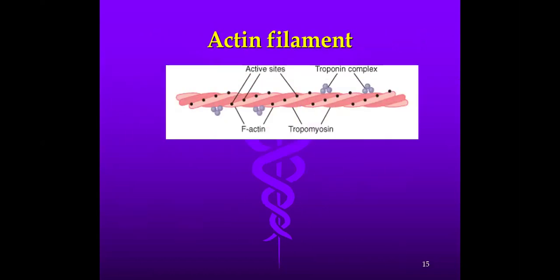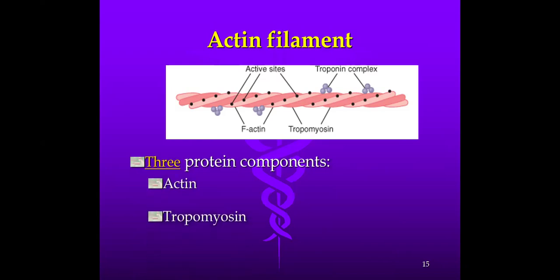This is now the next, the actin filament, which is again made of the troponin complex, the tropomyosin, and the F-actin. Three protein components are present in the actin filament: one is the actin itself, the tropomyosin, and the troponin.